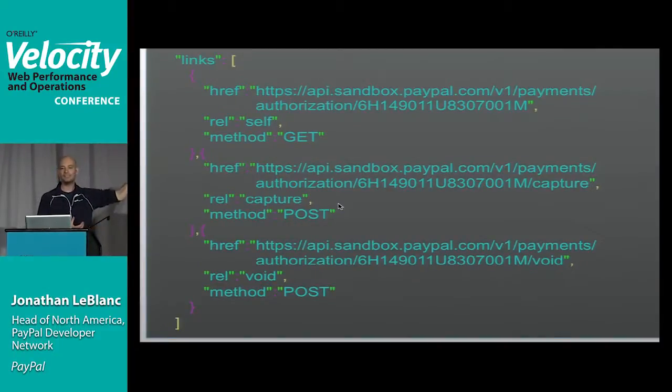So in the payload that gets sent back to you in the response structure, you would have a series of link structures that come back containing all the information that you need in order to make the request. It has the relevance on what it might be, like looking up information on the self, or capturing the payment in auth capture, or voiding the payment. And then the method, the HTTP request method that you're going to need in order to make the call.